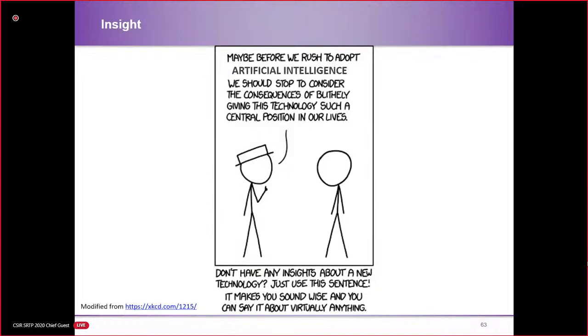It's again a funny one; you might have noticed I'm an XKCD fan. You can talk about any technology: just use this sentence, replace the word with artificial intelligence, and the other person will think that you have quite an insight on this technology. And for AI, before we rush to adopt AI in each area of life, we should stop and consider carefully before we give such a central position in our lives to the AI.